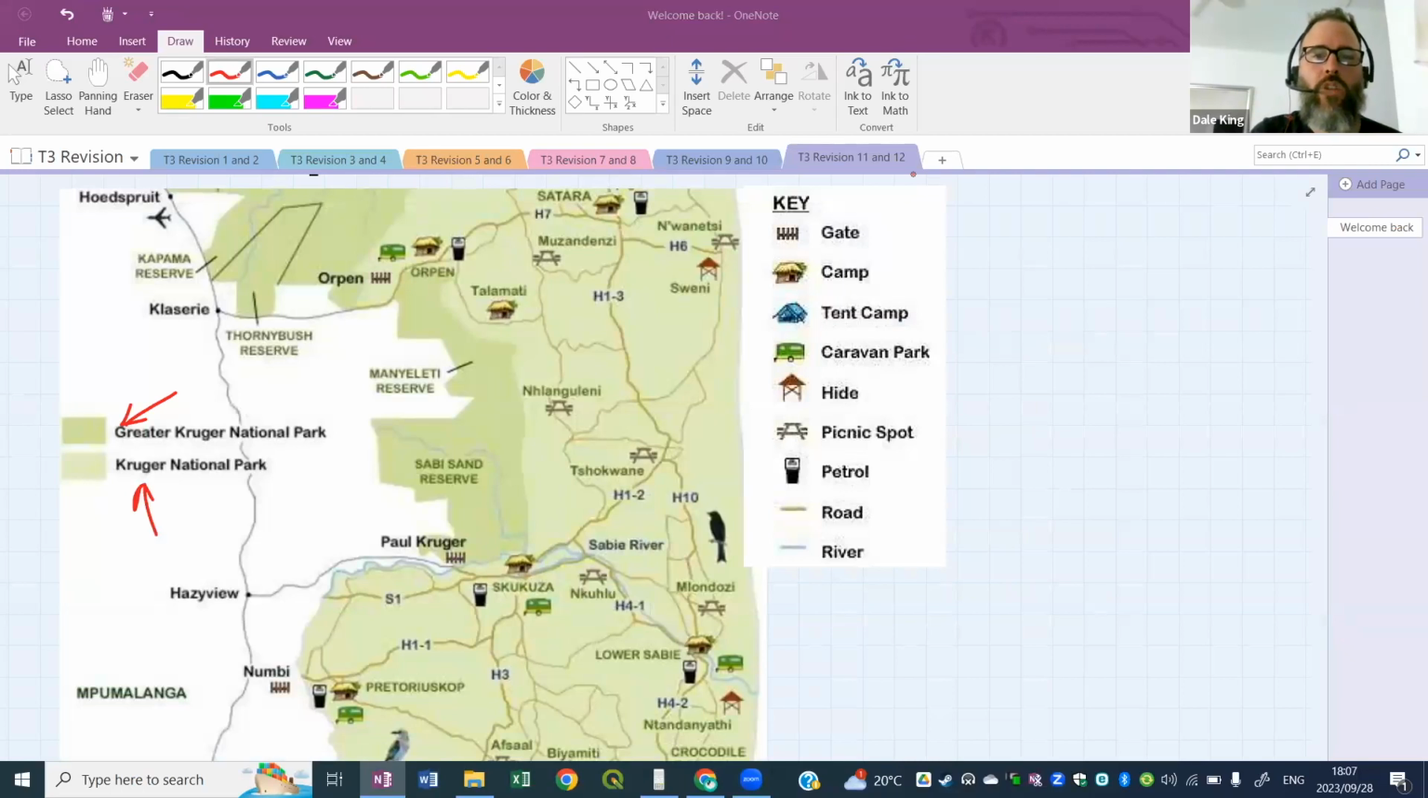Everyone should be typing in chat. This is real easy, guys. Is it on the western boundary or the eastern boundary? Yes, guys. East, on the west, eh?